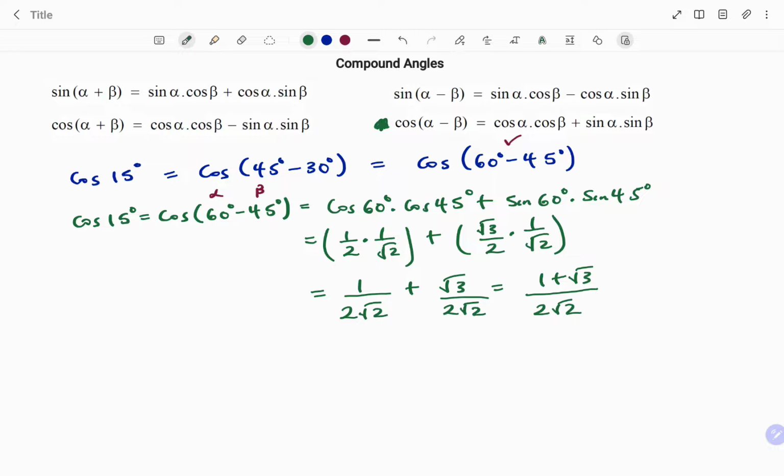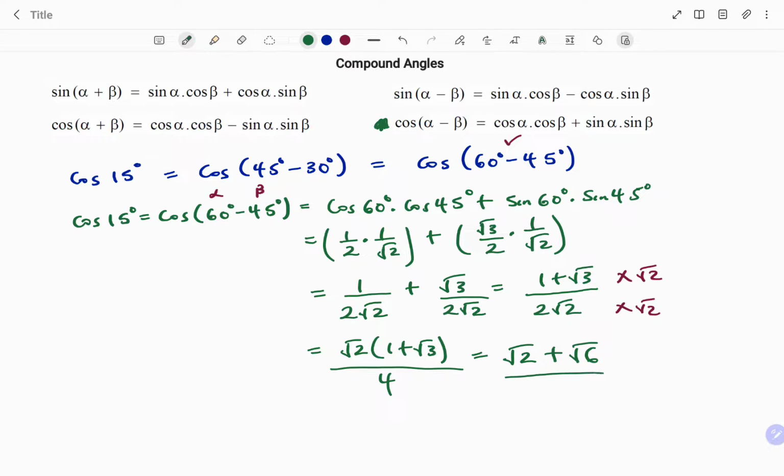I'm going to rationalize by multiplying both the numerator and the denominator by root 2. So therefore I have root 2 and bracket 1 plus root 3 divided by 2 root 2 times root 2, that will give us 4. And if I simplify further using the root 2 to expand my bracket, I have that as root 2 plus root 6 over 4.